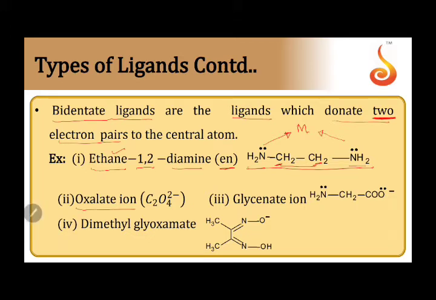Oxalate ion, also called oxalato ion because it's negatively charged. Oxalato ion is derived from oxalic acid. If we write oxalic acid, it looks like this, COOH, COOH. When we remove both these H plus, then we get a minus charge here and a minus charge here. This itself is called oxalato ion.